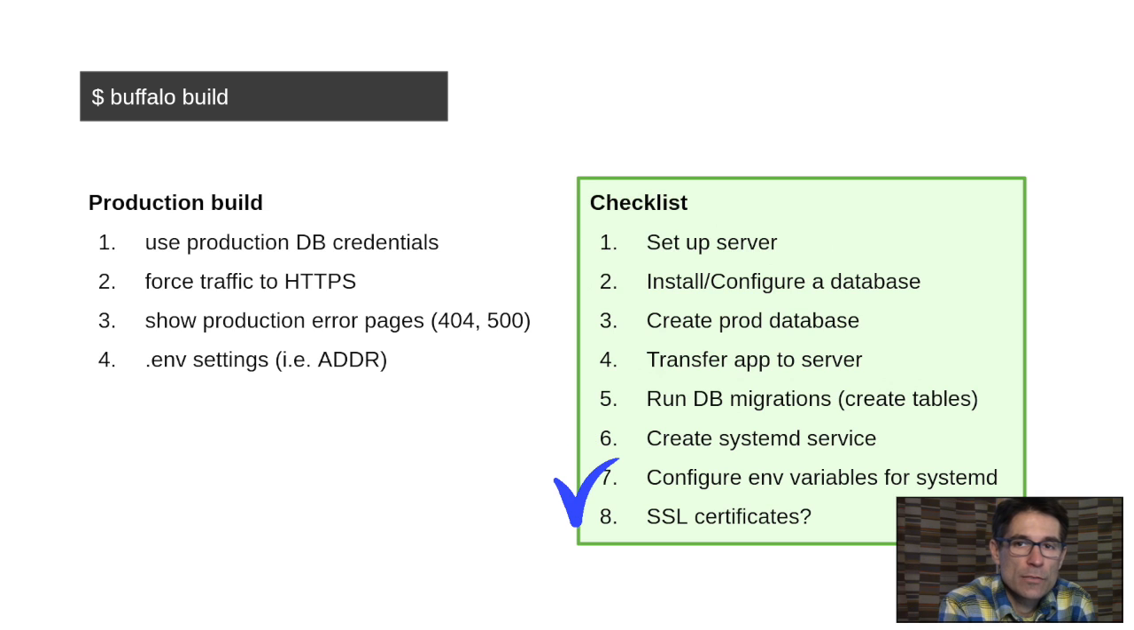And number 8 is if we want to run this with HTTPS, we're going to need to set up some SSL certs, and there are different ways to do that. Probably too many for me to cover in this video. Steps 1 through 5 involve setting up a server. There are lots of tutorials about how to do that and different ways to do it. I won't cover that in this video.